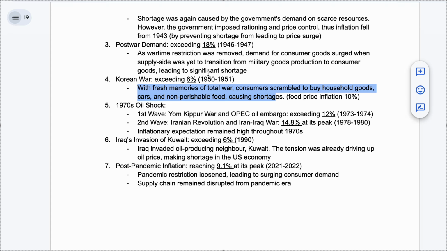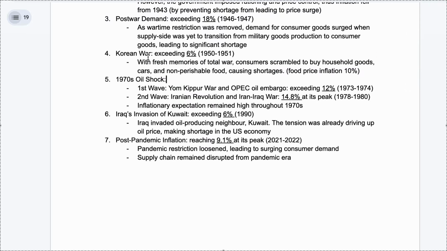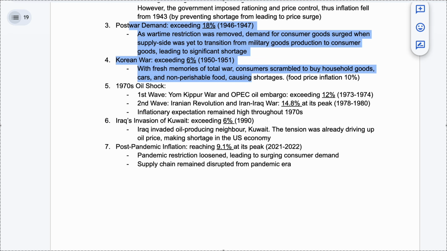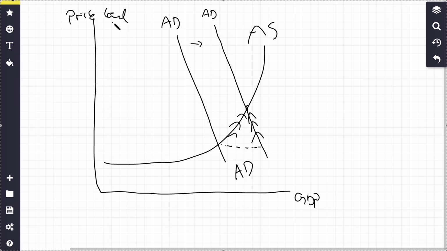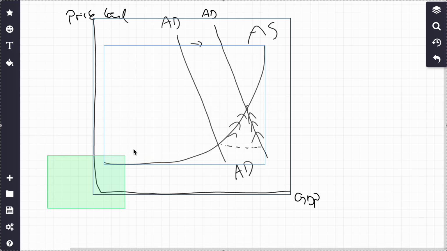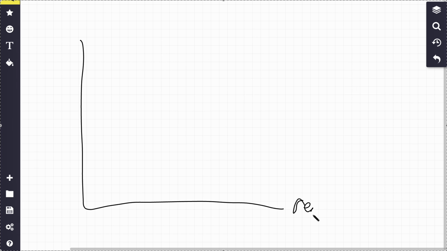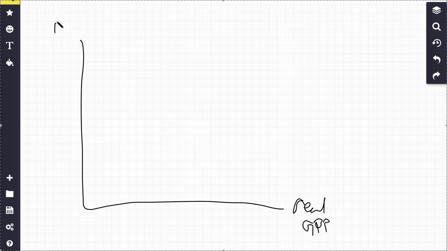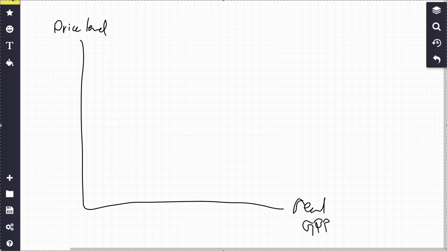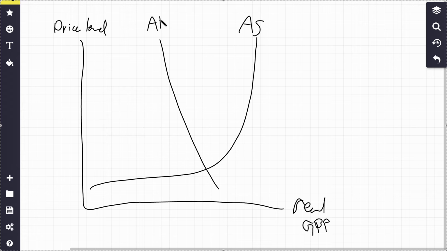Okay, let's actually draw these two, going back to the AD-AS model, which we all love because it's very good at explaining many different phenomena. So we have real output, GDP, and the price level. Sorry, I think it's better to say price level. And we have AS and AD.